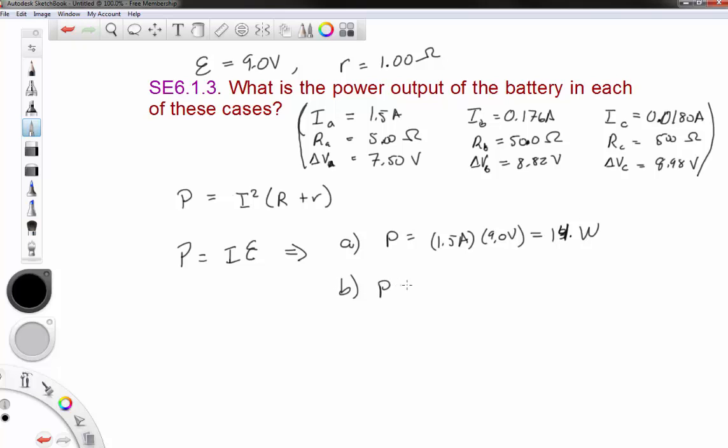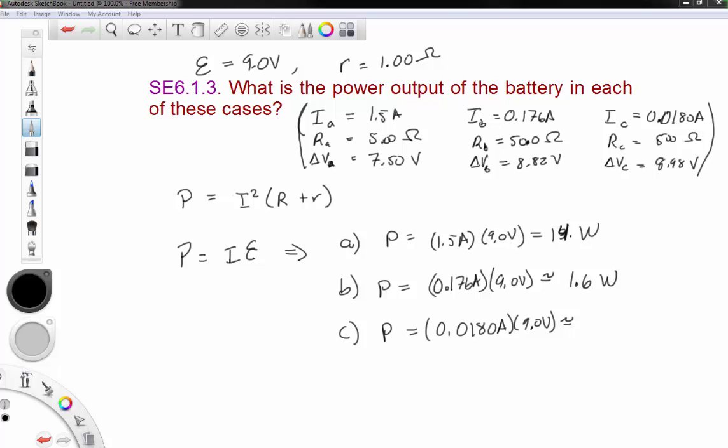Case B, the power is going to be 0.176 amps times 9.0 volts. So that is going to give us approximately 1.548, so we'll call that 1.6 watts. And in case C, the power is 0.0180 amps times 9.0 volts. So that is going to give us approximately 0.16164, so this would be about 0.16 watts.